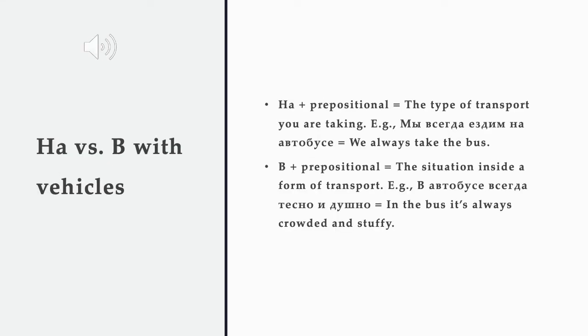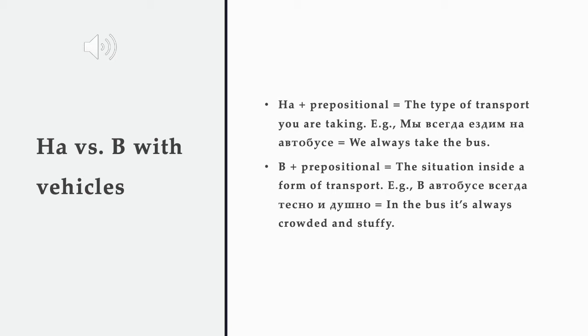Now let's talk about when to use на versus when to use в when we're talking about vehicles. In general, на plus the prepositional, which you remember literally means on something, indicates the type of transport you're taking. So, for instance, мы всегда ездим на автобусе means we always take the bus. However, в plus the prepositional, which you remember means inside an enclosed space, is when you're describing the situation inside some form of transport. For instance, в автобусе всегда тесно и душно. In the bus, it's always crowded and stuffy. And so you see the difference between the two.